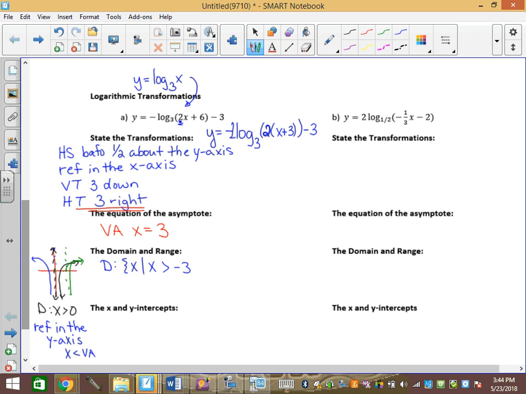Oh, we didn't go 3 right. We went 3 left. Silly me. Probably been freaking out this whole time. It's 3 left, because this is a plus 3. So this is going to be minus 3, and this asymptote is going to be at x equals negative 3, because we moved 3 to the left. The domain is x ∈ R, x greater than negative 3. My range is y ∈ R, because it keeps going on forever.